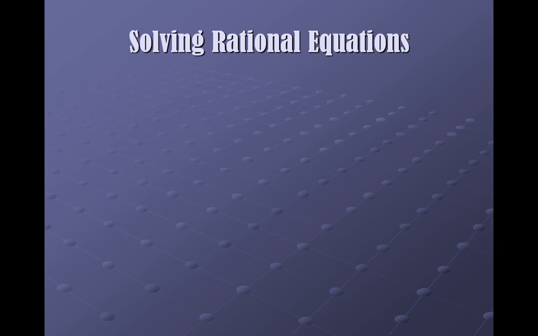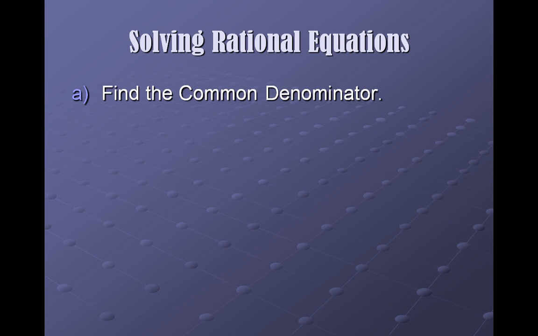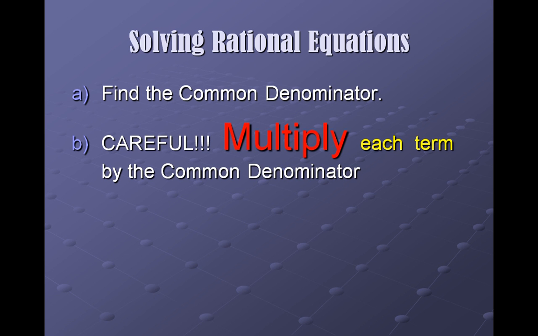Solving rational equations. First we need to find the common denominator, so we call it the LCD. Find the LCD. Now the next step is important. Be careful. What you do with the LCD is different when you are simplifying rational expressions versus solving rational equations.